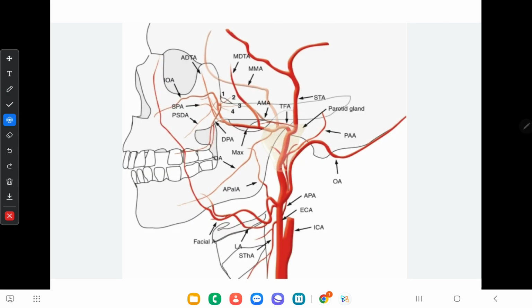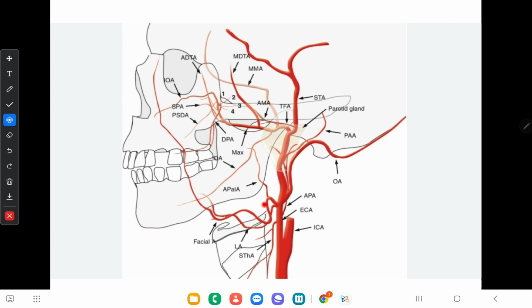Next branch is the ascending pharyngeal artery. As you can see here, it ascends along and supplies the pharyngeal wall. Then this is the lingual artery. It loops upward and forward, and it supplies the tongue. As the name implies, it supplies the tongue.